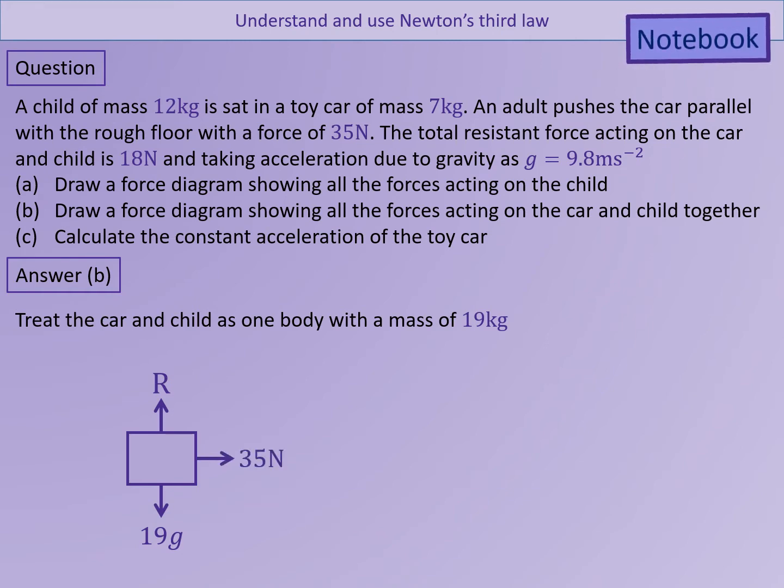A force of 35 newtons is acting on the car as an adult pushes the car. And because the surface is rough, there is a frictional force acting in the opposite direction to the direction of motion. So that is 18 newtons acting in the opposite direction to the 35 newtons. We know the car is accelerating horizontally. We know that vertically the car is in equilibrium. In other words, this weight force and this normal reaction are equal. So we only need to consider the resultant force in the horizontal direction.